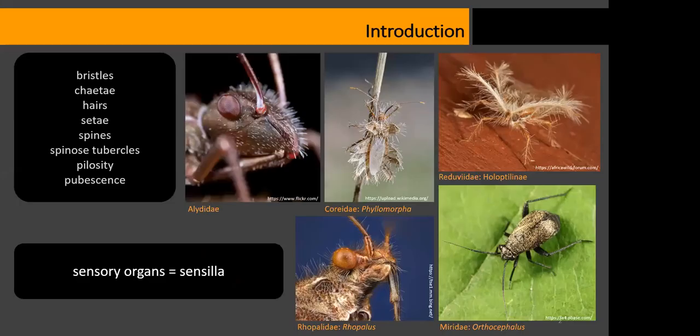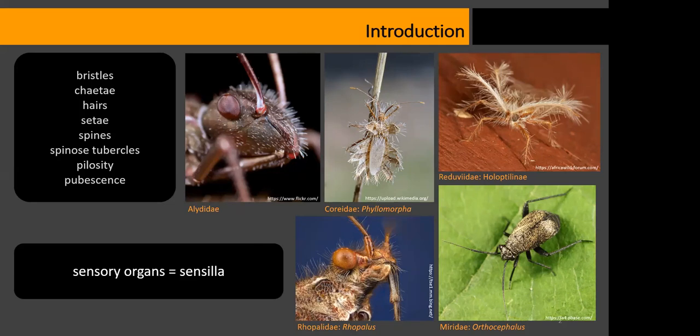In non-scientific literature, but also in taxonomic or phylogenetic papers, we can find many terms regarding structures on the surface of insect's body. These are terms such as bristles, setae, spines, spinous tubercles, pilosity, pubescence, and hairs. But of course, the term hairs refers only to the structures that grow from follicles found in the dermis of mammals, which constitute an autapomorphy for this group of animals.